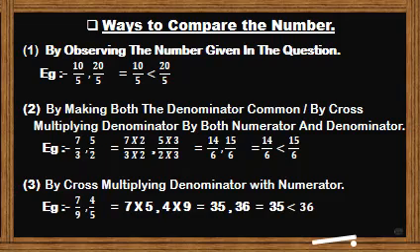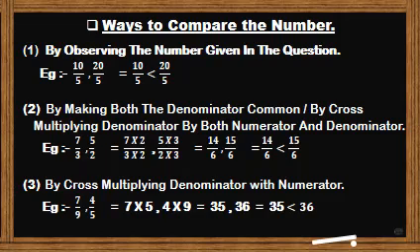Students, there are three ways in which we can compare the numbers, or in which we can solve practice set 1.2. The first one is by observing the numbers given in the question. Means just by seeing the question, we can answer it. Example, here the example is 10 by 5, 20 by 5. Here by seeing we can say that 20 is bigger than 10.